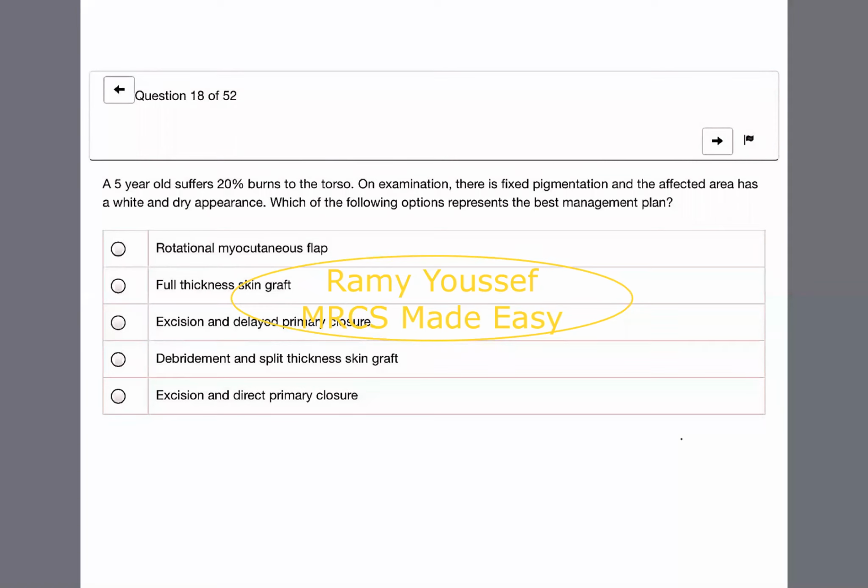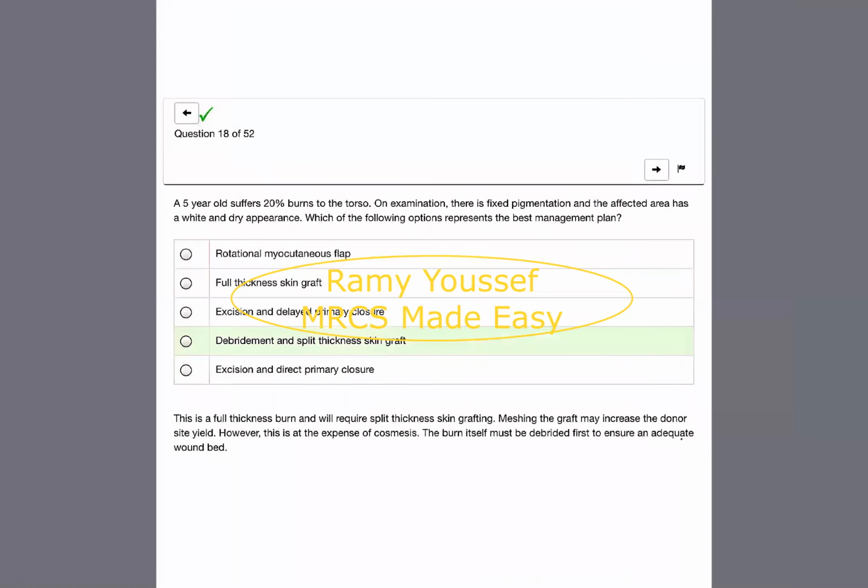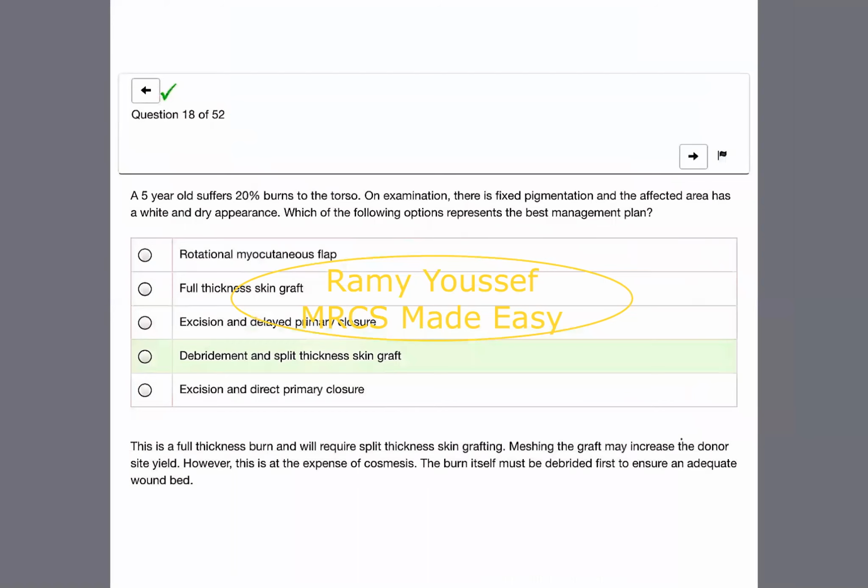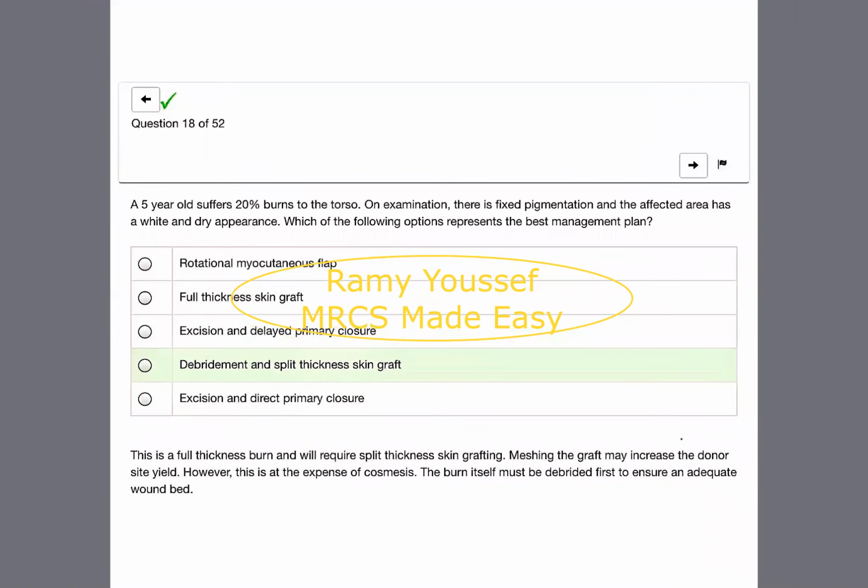Full thickness skin graft we don't put for burns, except with full thickness burn, where you have to remove all the skin, and you can do this. But here the patient needs debridement, and you will put a split thickness skin graft. In burns, the question will come like this: you'll do debridement and you will put a split thickness skin graft.